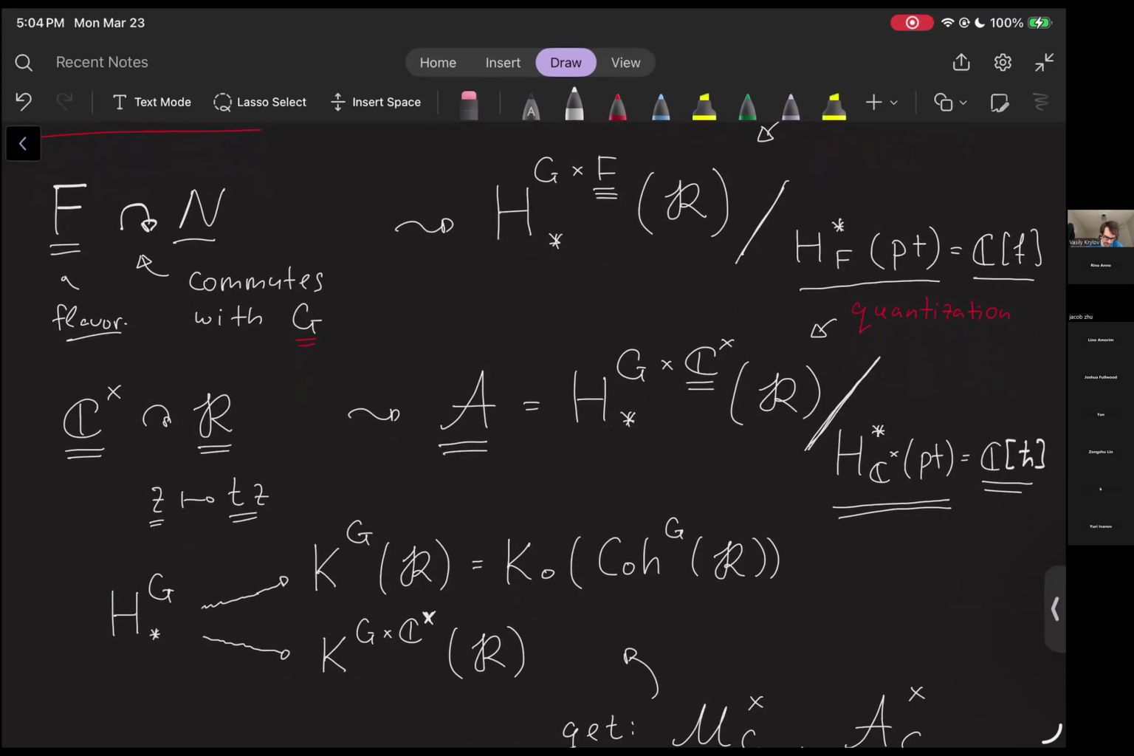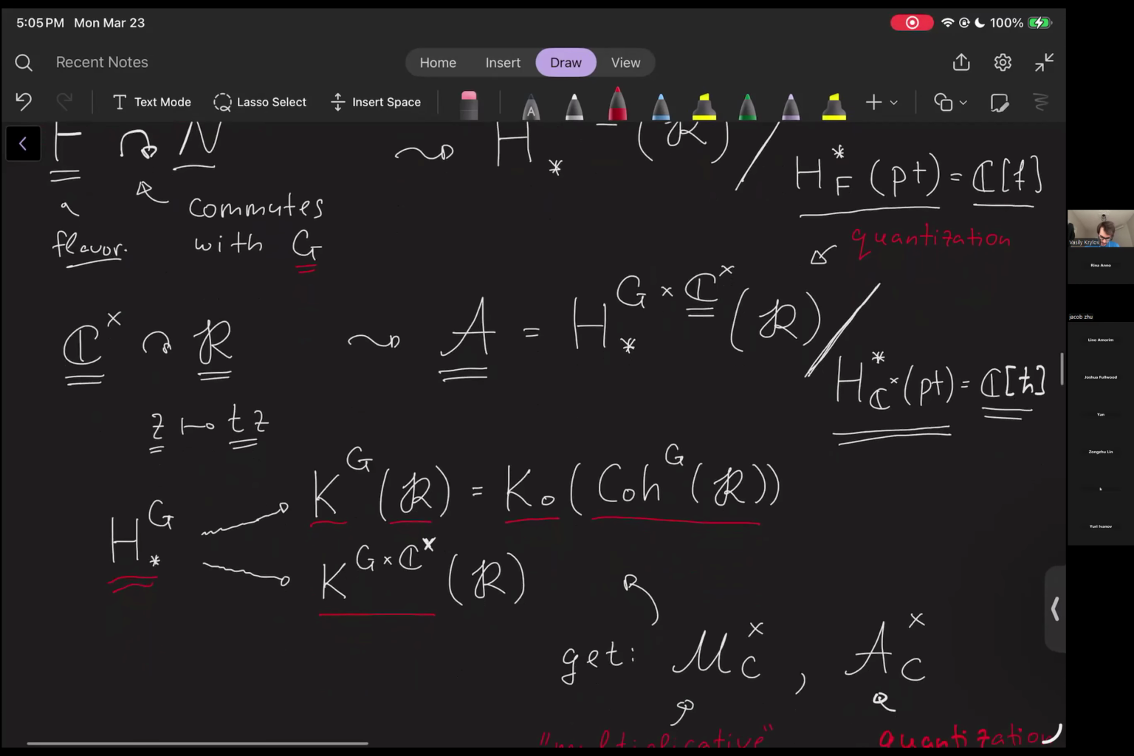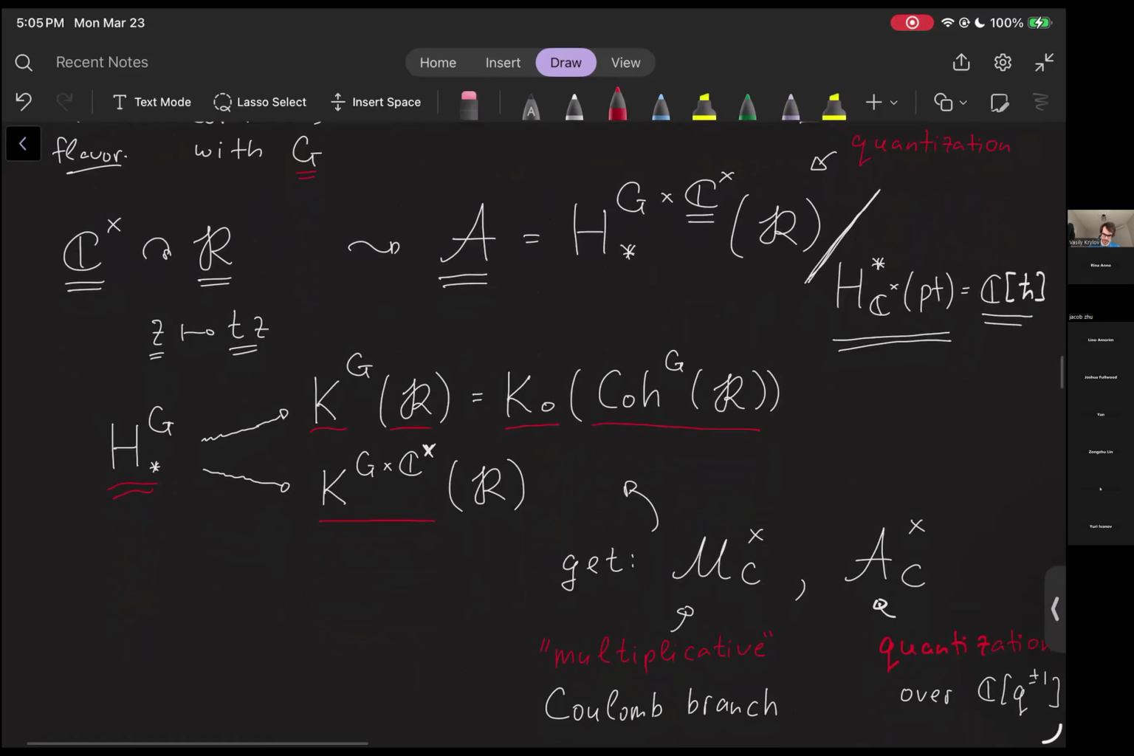Okay, and finally, what I wanted to mention is that one can replace cohomology by K-theory. Namely, instead of considering Borel-Moore homology, you can consider equivariant K-theory of the same space R, that is K0 of the category of equivariant sheaves on our BFN space. And similarly, we can also do G cross C star equivariant K-theory, and in this way we will get what I will denote by M C cross and A C cross. So these are like multiplicative versions of the Coulomb branch.